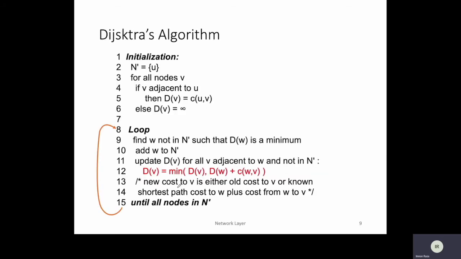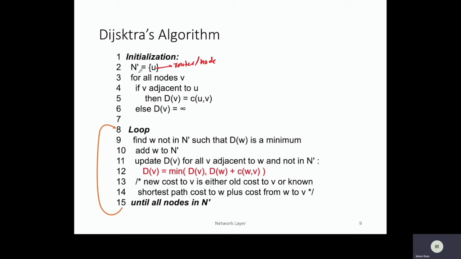So let's try to look at the algorithm first. It has two steps. It has an initialization phase here, and then there is a loop. We'll stay in this loop until we have identified the cost to reach all the nodes in the network. Right. So, initialization phase. Let's assume that we have started this algorithm at router U. So this is the node where we have initialized the algorithm.